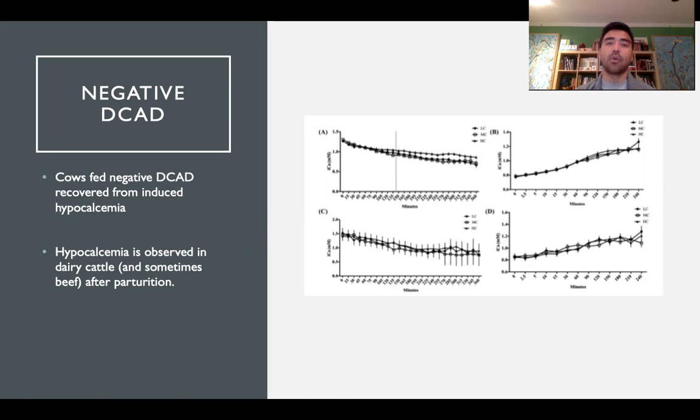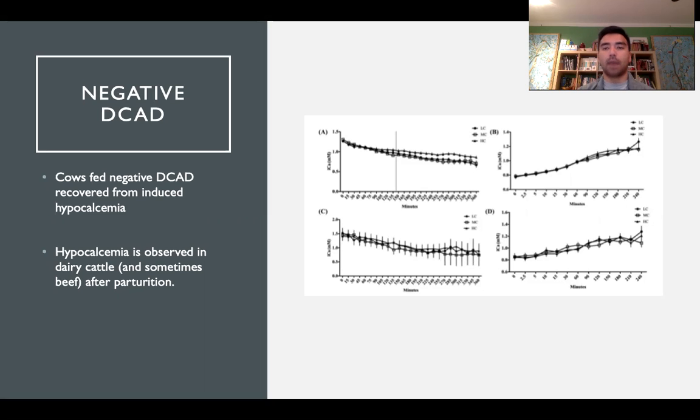But what's most important to the dairy research when it comes to DCAD is the interaction with negative DCAD and calcium. So a study performed by Dr. Amerson out of Wisconsin induced hypocalcemia in cows. She then fed various levels of DCAD and measured recovery. She observed that negative DCAD actually produced the quickest recovery state in the animal. And dairy producers utilize this interaction to help prevent milk fever.